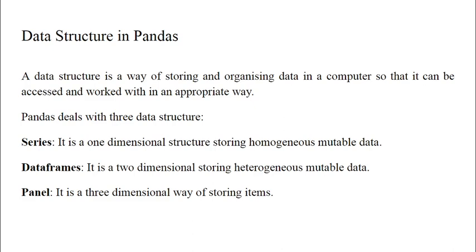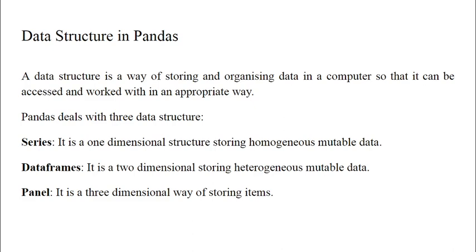Series is a one-dimensional data structure storing homogeneous mutable data. Mutable means we can change the data. Then data frames. A data frame is a two-dimensional data structure. It stores heterogeneous mutable data. Then panel. It is a three-dimensional way of storing the data.